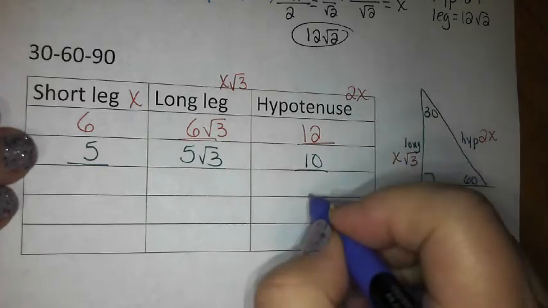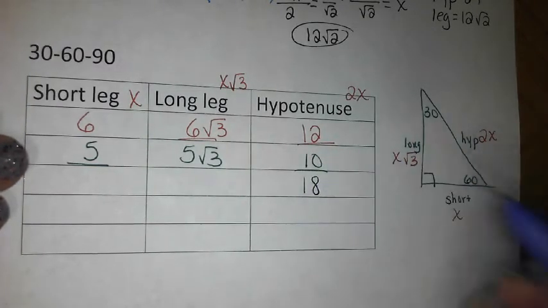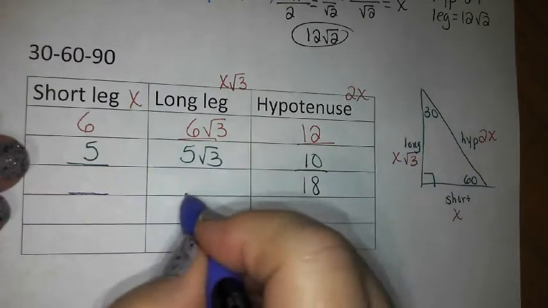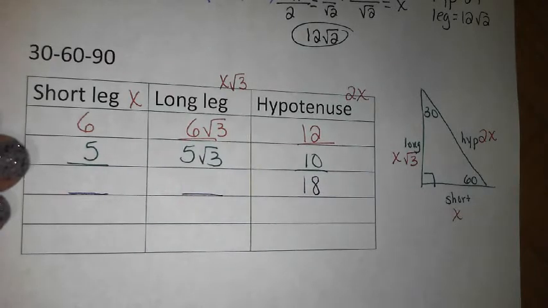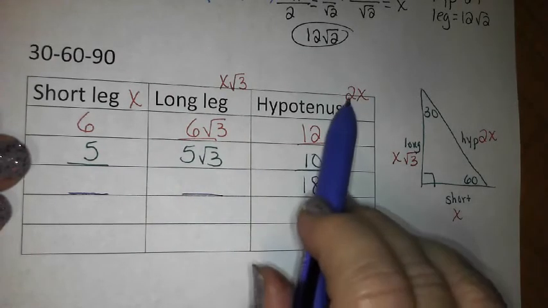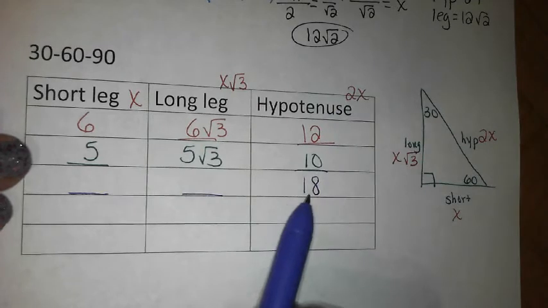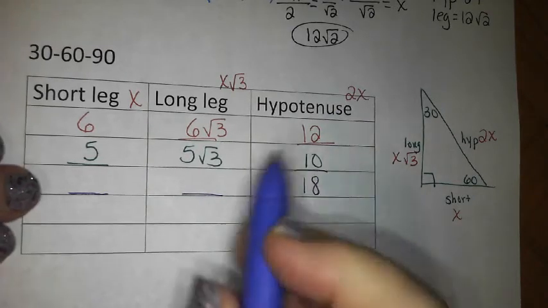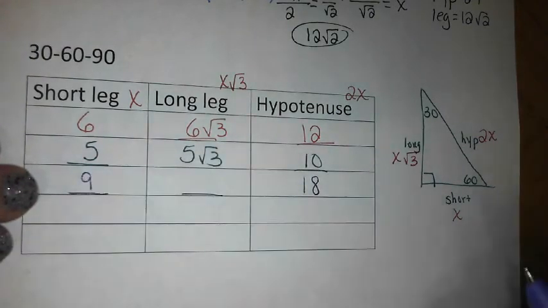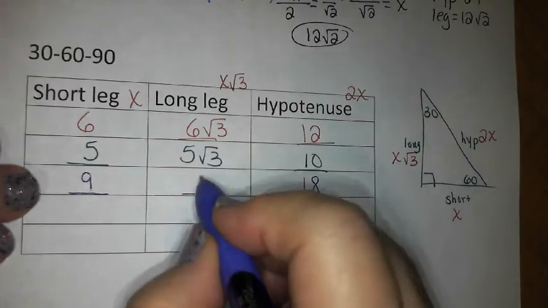So I could give you a hypotenuse of 18 and then ask you for the short leg and the long leg. Well, notice the hypotenuse is 2 times x. So 18 divided by 2 is 9. And the long leg would be 9 root 3.